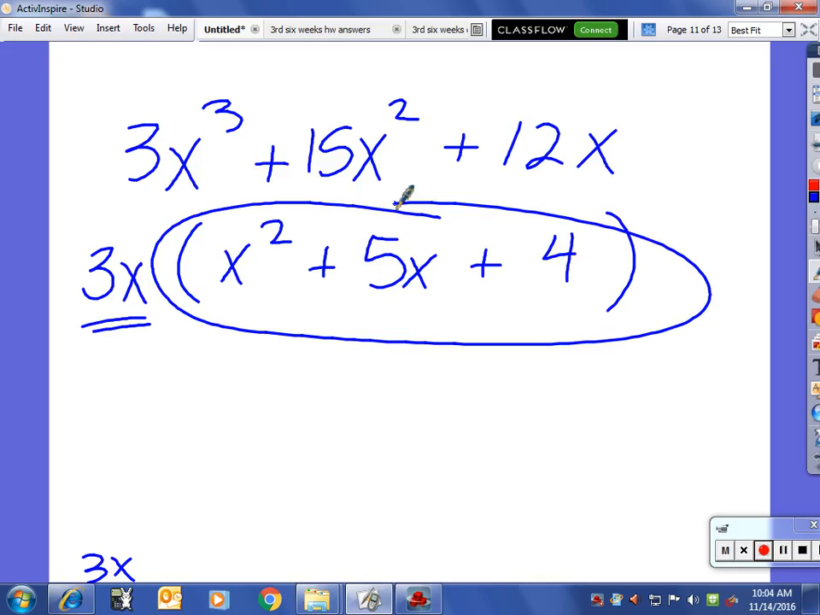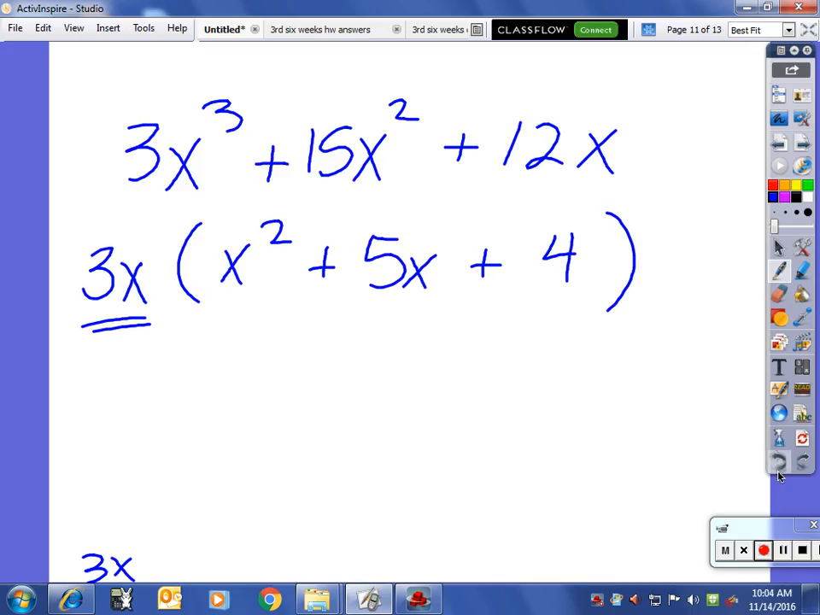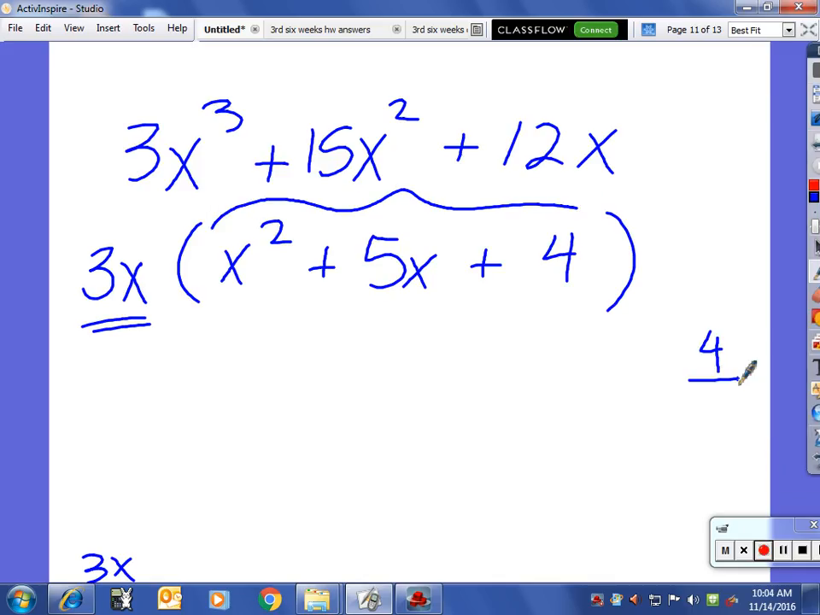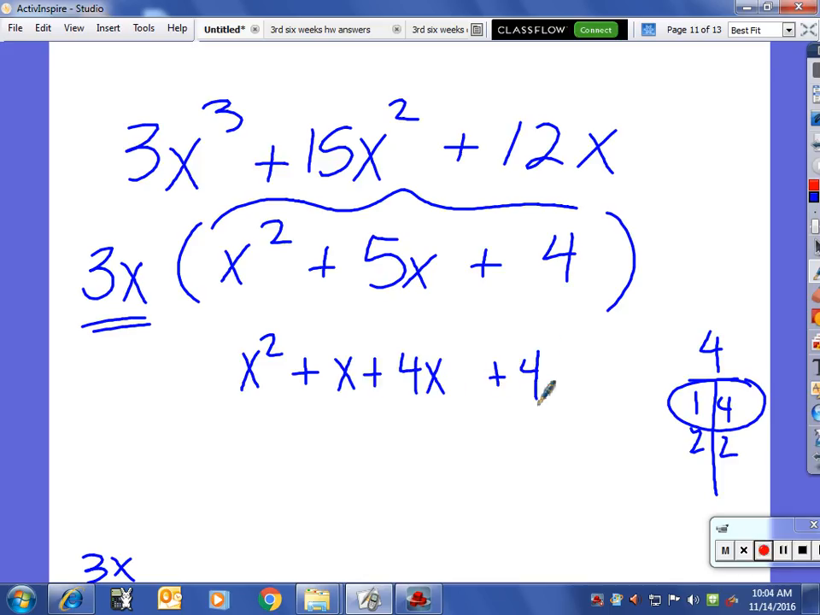Now, please don't lose sight of the fact that 3x is part of our answer, but I'm just going to kind of ignore that 3x and just pretend like the problem started out like this. What are the factors of 4? Factor pairs of 4. 1 and 4 or 2 and 2. Which one could add up to a 5? Has to be this one. So this is going to become x squared plus x plus 4x plus 4. Here's my 1 and 4.